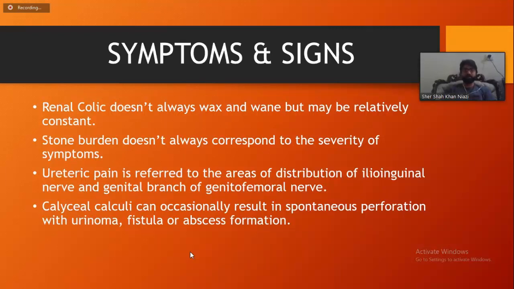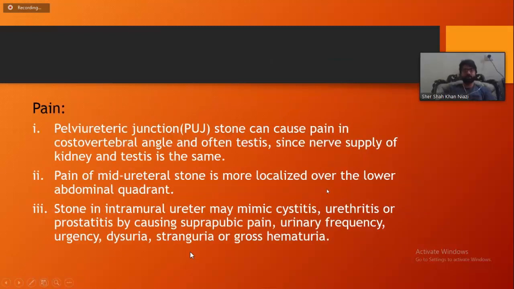Ureteric pain is referred to the areas of distribution of the ilioinguinal nerve and its branches. The calyceal calculi can occasionally result in spontaneous perforation with urinoma, fistula, or abscess. The pelvic-ureteric junction stone can cause pain in the costovertebral angle and often the testes, because the nerve supply of skin and testes are the same. Pain of a mid-ureteral stone is more localized toward the lower abdominal compartment. A stone in the intramural ureter may mimic cystitis, urethritis, or prostatitis by causing suprapubic pain, urinary frequency, urgency, dysuria, or strangury.